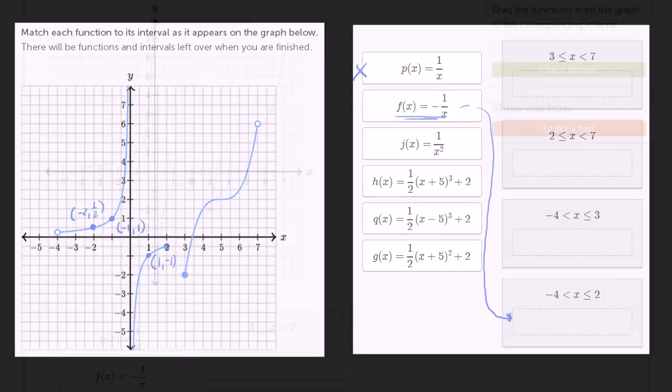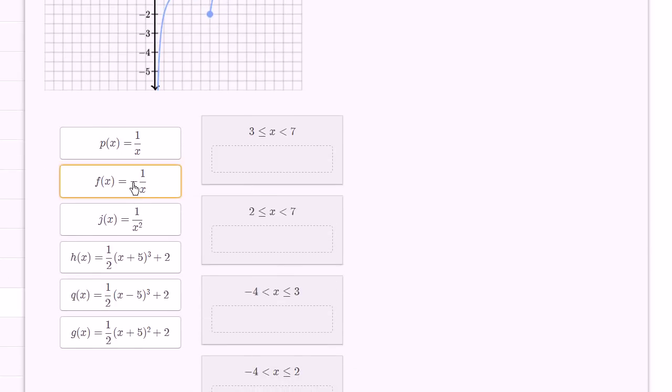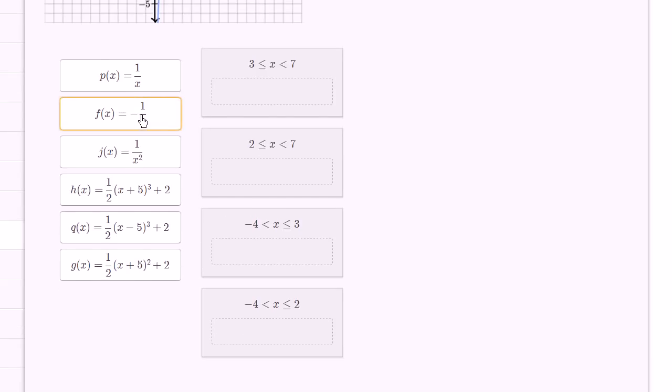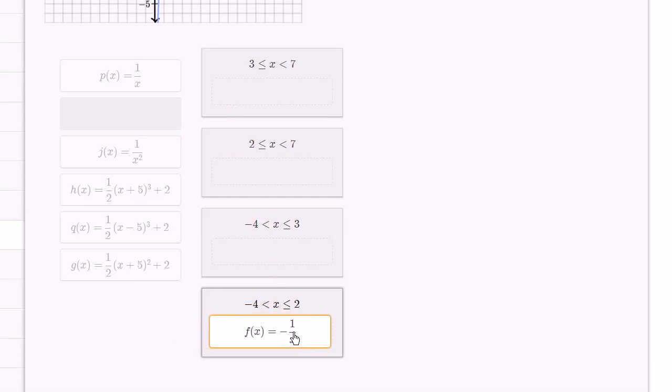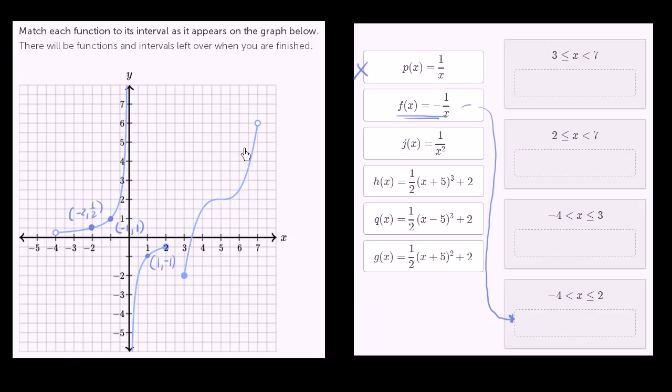So let's actually fill that in. So that is this interval. Actually, you can't see it. It's off the screen right now. That is that interval right over there. Now let's get back to my little scratch pad.